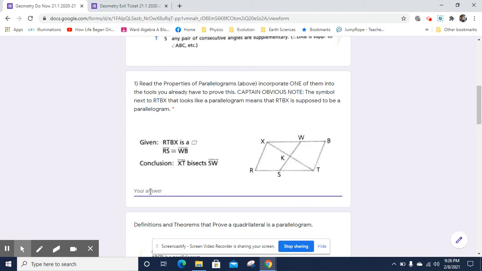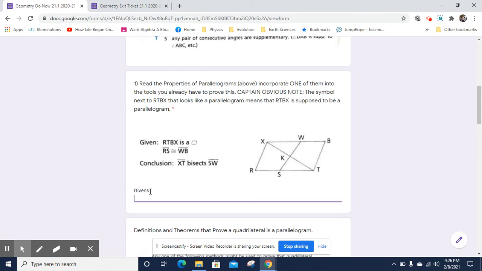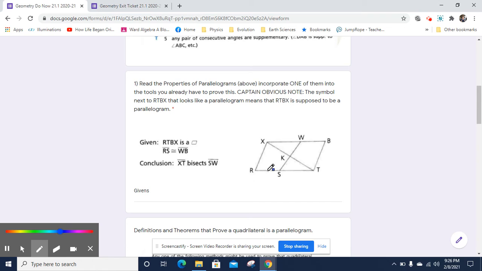So first, we've got our givens. Okay, and we'll go ahead and label some things we know. We know this and this are congruent. And we're trying to prove that this and this are congruent. So it would certainly help. Well, let's think about some things we can figure out.